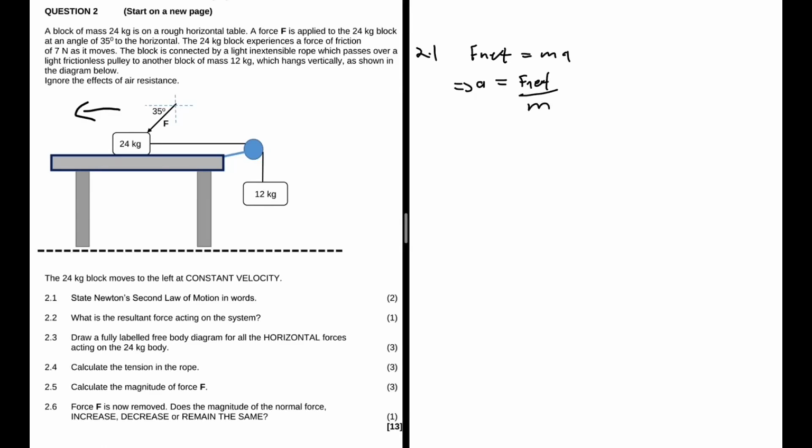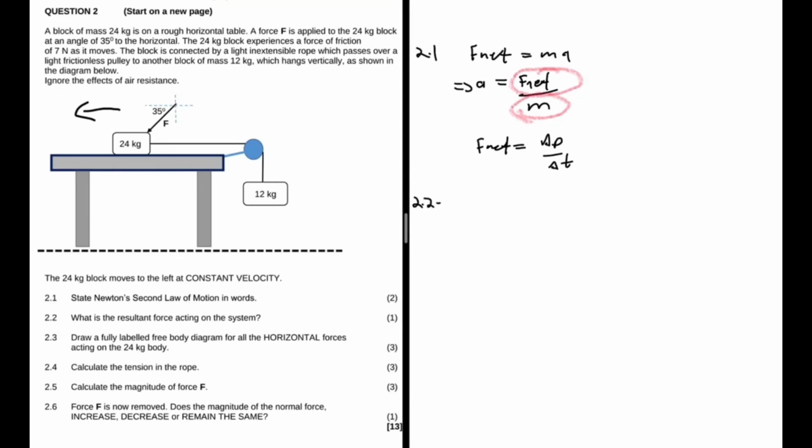So clearly here, if you apply F net on an object, the object will accelerate in the direction of the net force with an acceleration that is directly proportional to the applied force and inversely proportional to the mass of the object. And then you can also say that F net is equal to delta P divided by delta T. That is Newton's second law in terms of momentum. It says that the net force acting on an object is equal to the rate of change of momentum of the object. And then now we can move to 2.2.